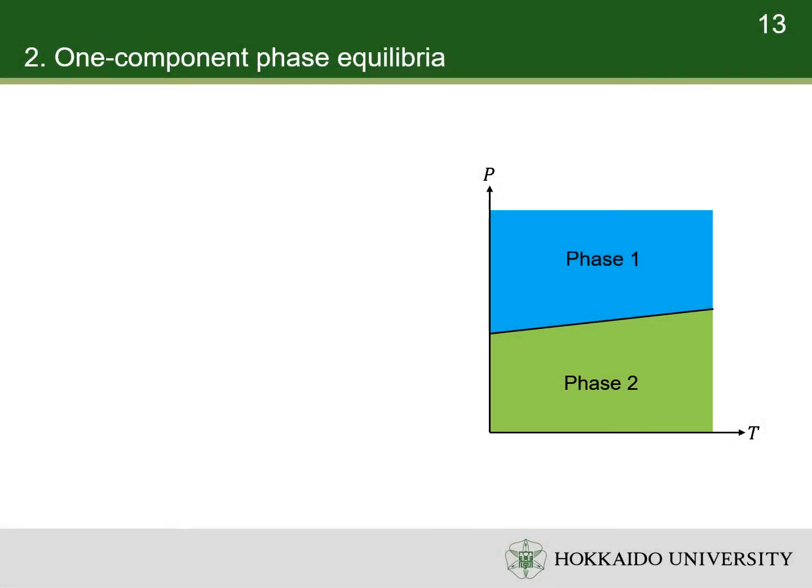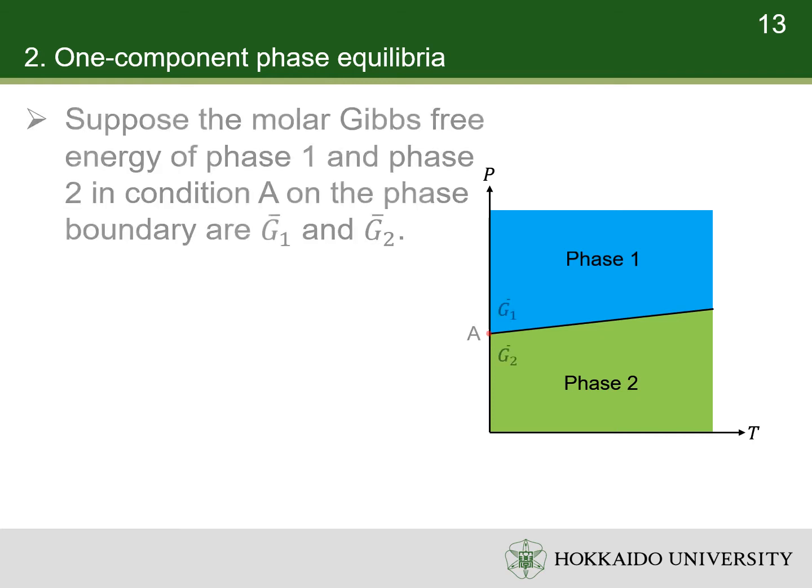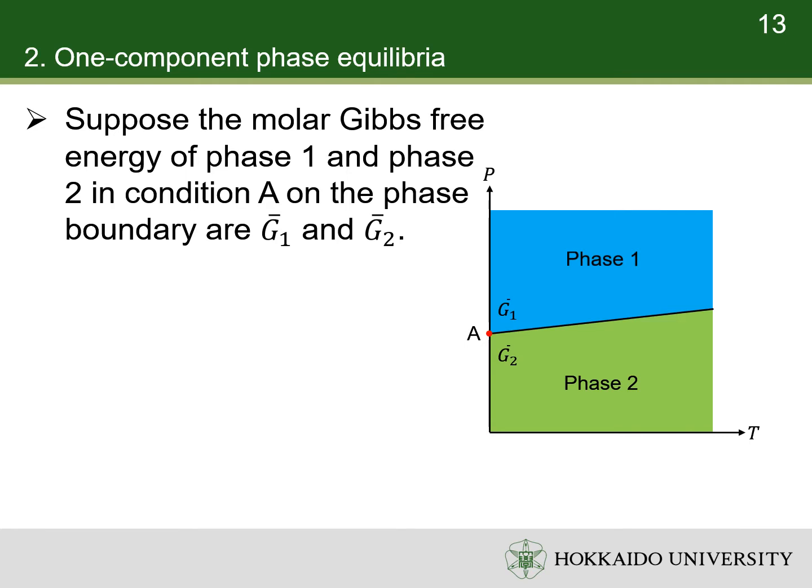Let's consider the phase equilibrium between two phases of a simple one-component system. Suppose in a condition on the phase boundary, A, the molar Gibbs free energies of phase 1 and phase 2 are G1 and G2, respectively. G1 is equal to G2 because the two phases are in equilibrium.